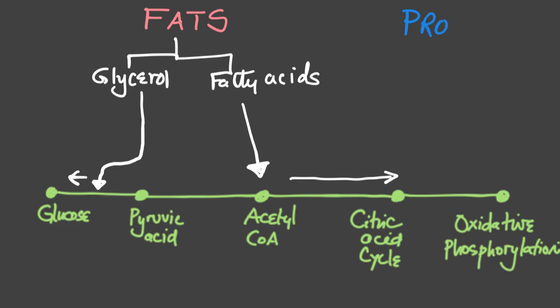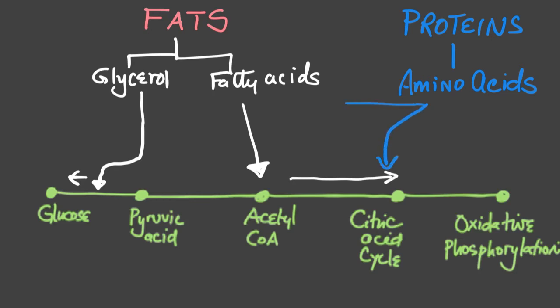Proteins are broken down into amino acids. The amino acids must first lose their amino group before they can enter the pathway. So these deaminated amino acids enter the citric acid cycle. They can be converted to acetyl-CoA. They can enter the glycolysis pathway as well. When they enter the glycolysis pathway, they can go towards the formation of glucose. They can move left and become glucose. This ability of fats and proteins to become glucose is called gluconeogenesis.